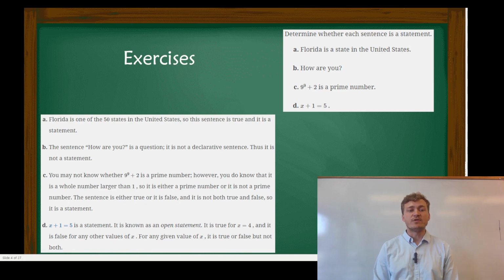X plus 1 equals 5 is a statement. It is known as an open statement. It's true for x equals 4, and it is false for any other value of x. For any given value of x, it is either true or false, but not both. Thus, it is a statement.